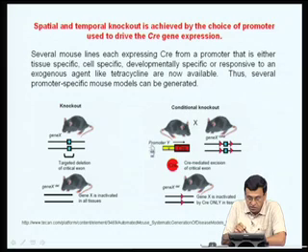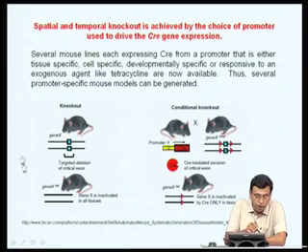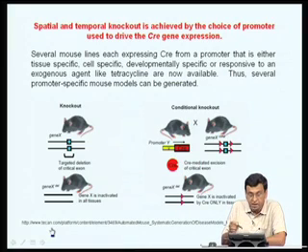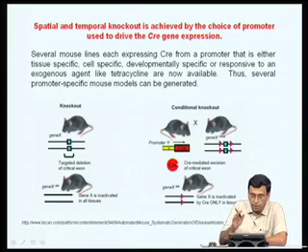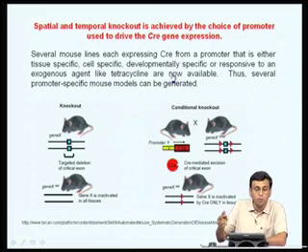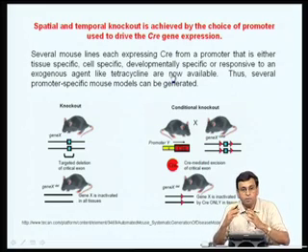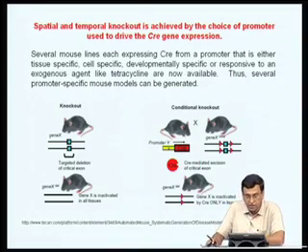So, this is the difference between a conditional knockout and a regular knockout. In the regular knockout mice, in all the cells of the body the gene is knocked out, whereas in the conditional knockout only those tissues in which Cre recombinase is expressed, the gene will be knocked out. So, depending upon whether you are using a cell specific, tissue specific promoter, or a developmental specific promoter, or an inducible promoter, you can bring about knockout only in a conditional manner.